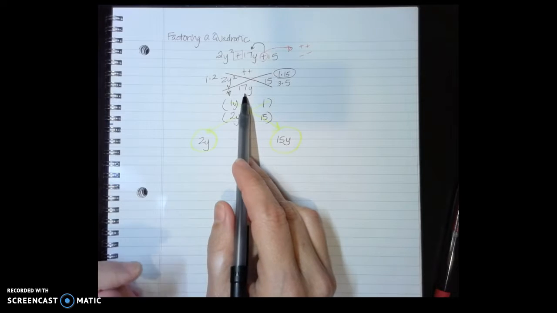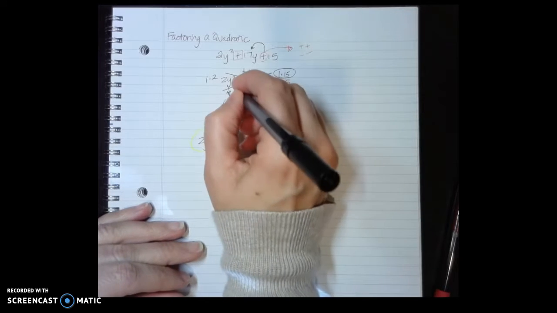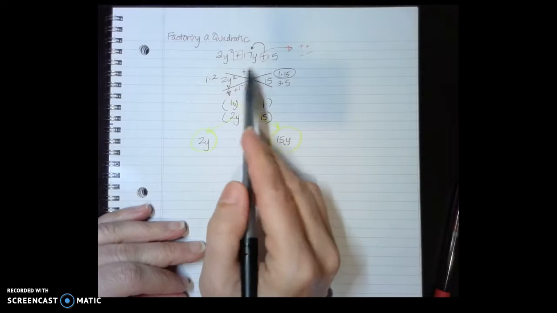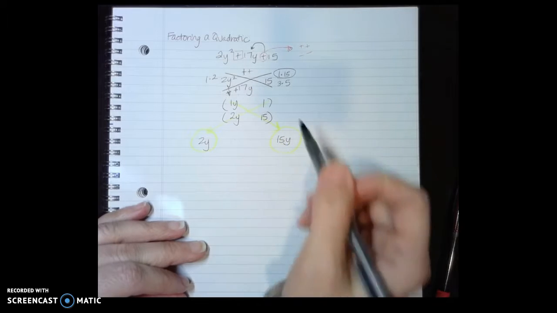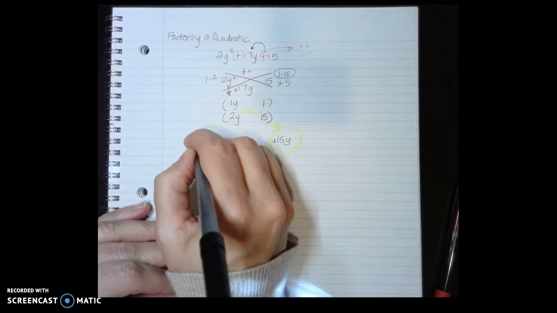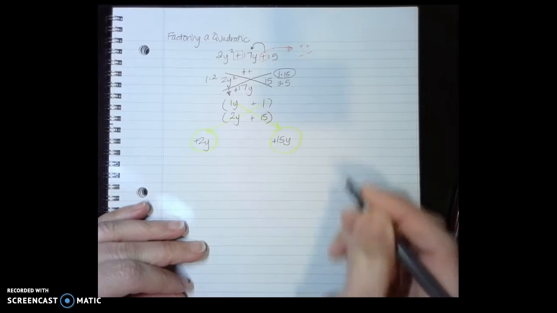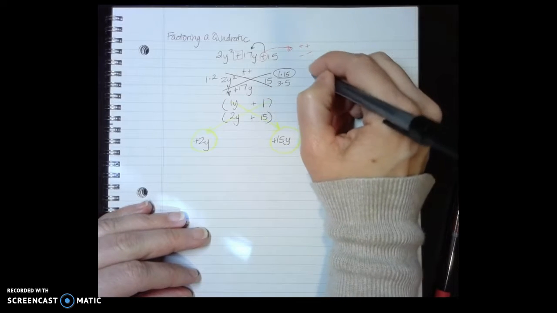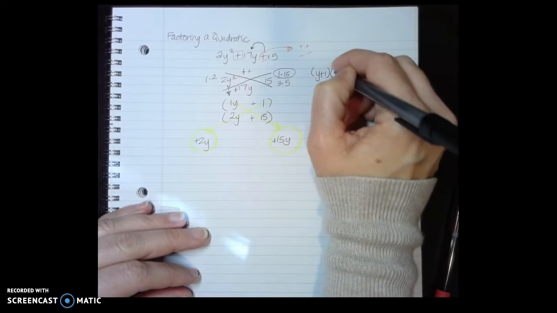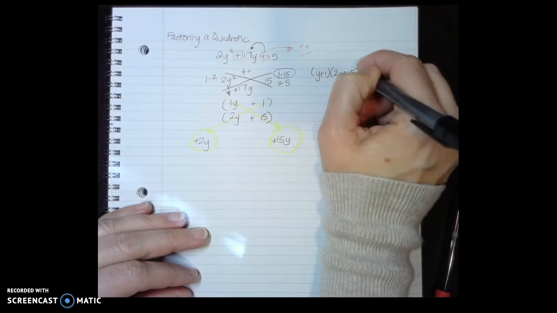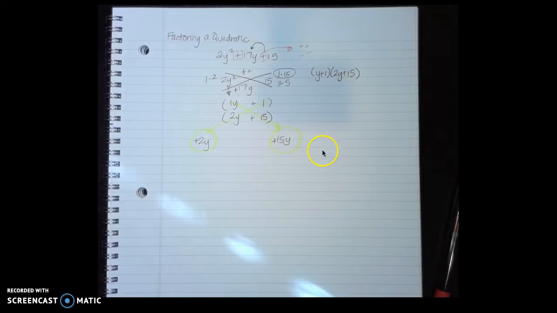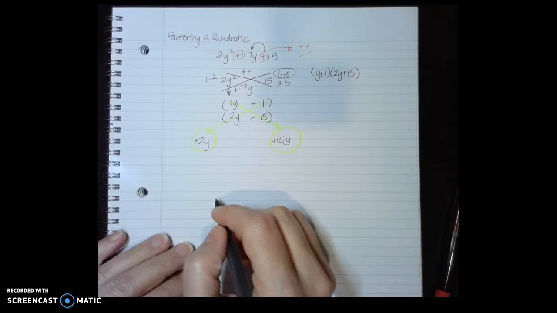So now I just have to put my signs in. I know this was a positive 17, and I know that the signs had to be the same. So that means that these two guys had to both be positive. So my factors are y plus 1 and 2y plus 15. So that's how you would work that one. Let's do one more so that you can see the difference.